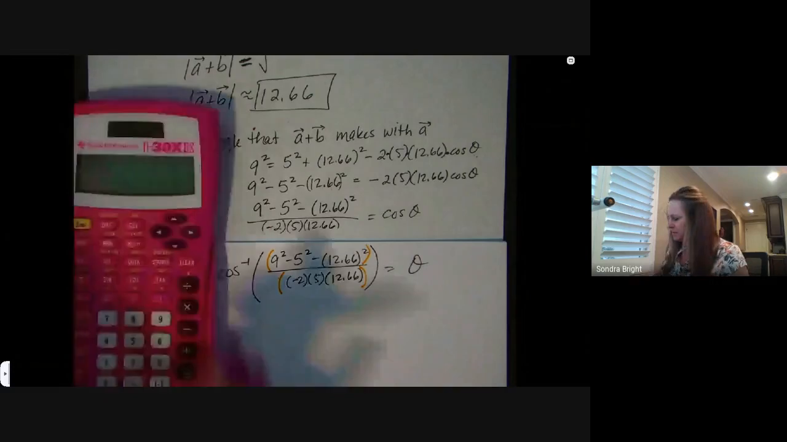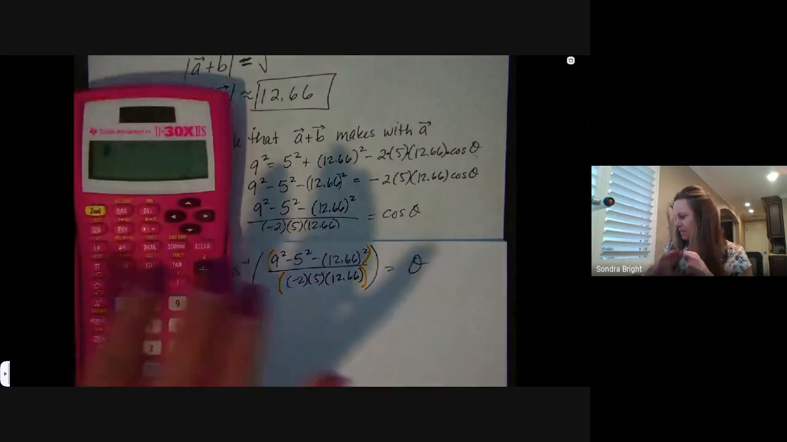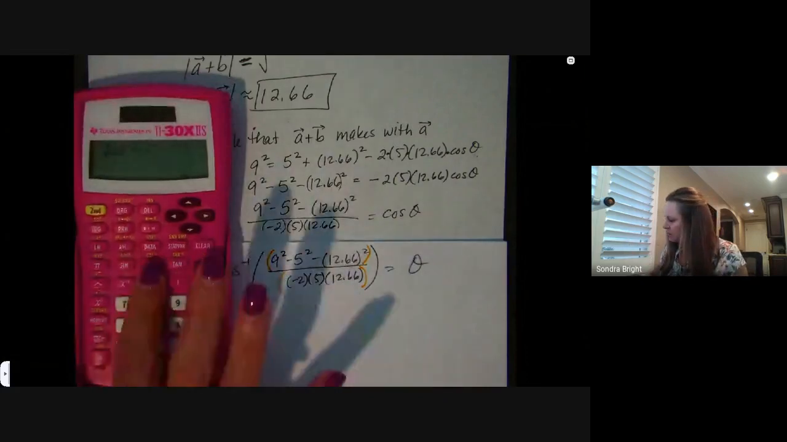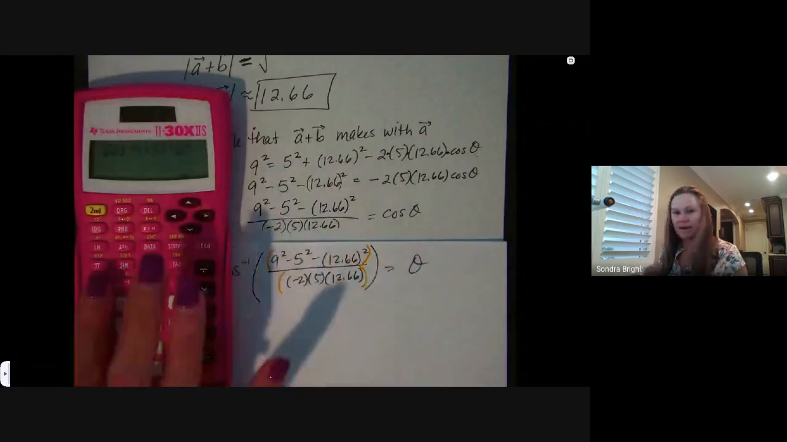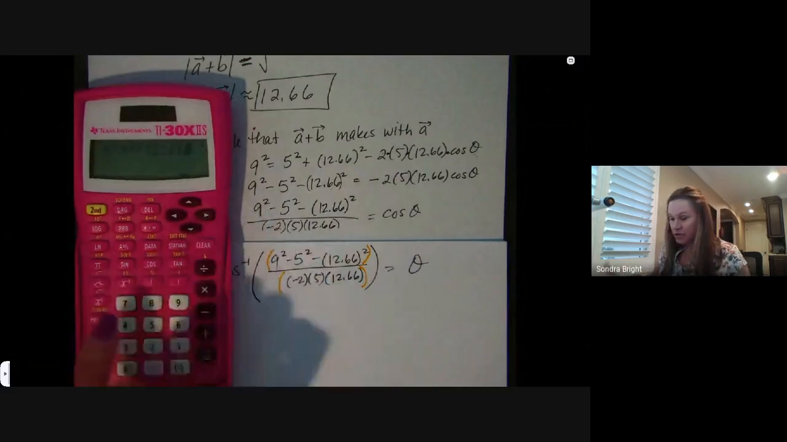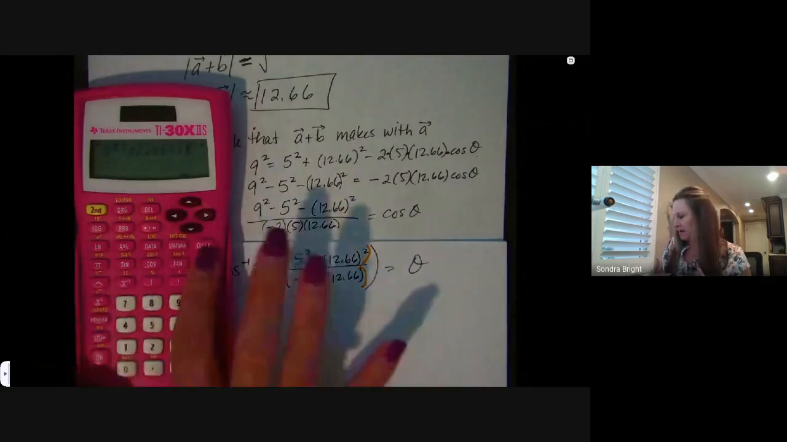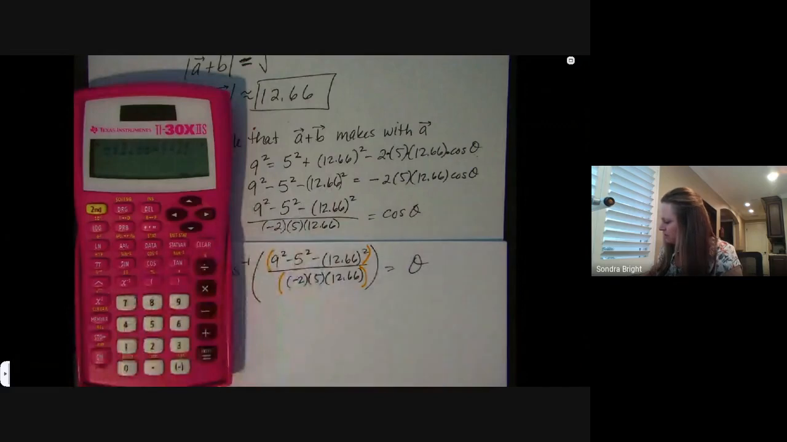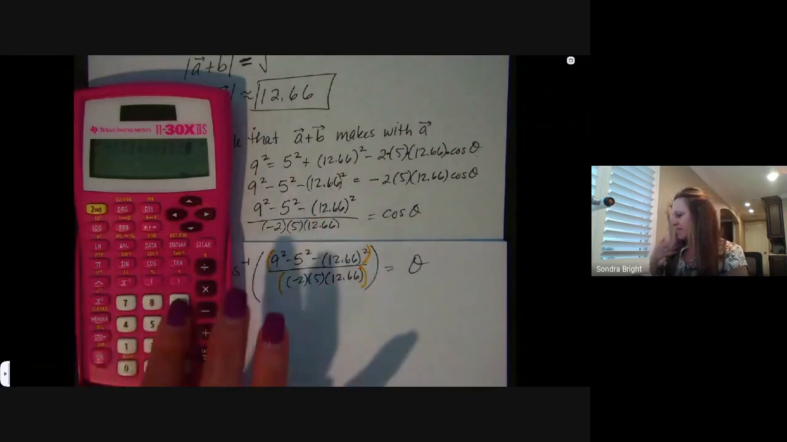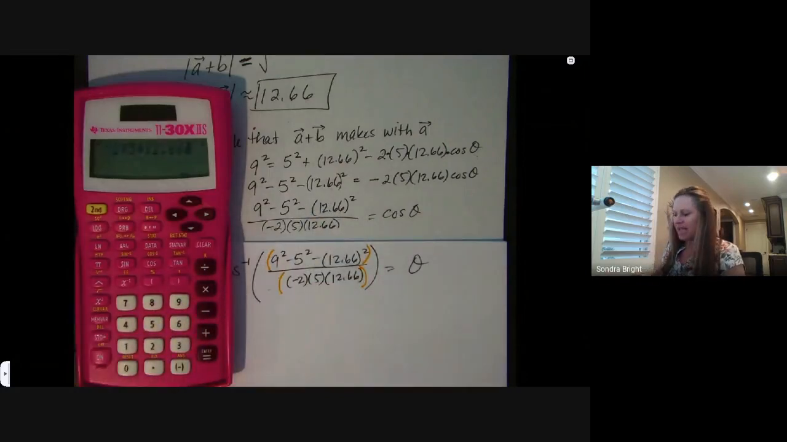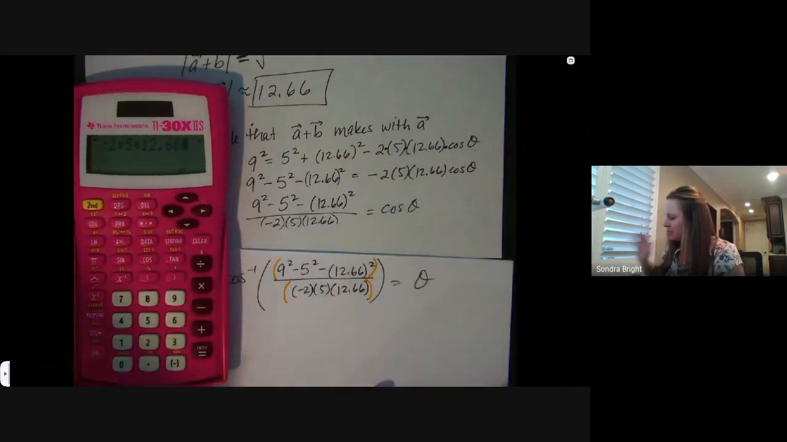All right, so I've got inverse cosine of, start a new parenthesis to say this is the numerator, 9 squared minus 5 squared minus 12.66 squared, end the parenthesis for the numerator part, divided by, start a parenthesis for the denominator, and now I've got negative 2 times 5 times 12.66. You could end the parenthesis and then end it for the outside one. Your calculator doesn't care if you end all the parentheses, and I'm lazy with it, so I'm just going to hit enter.